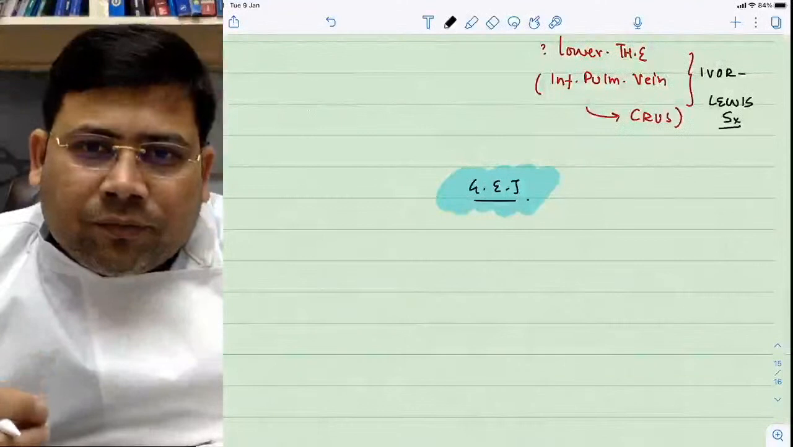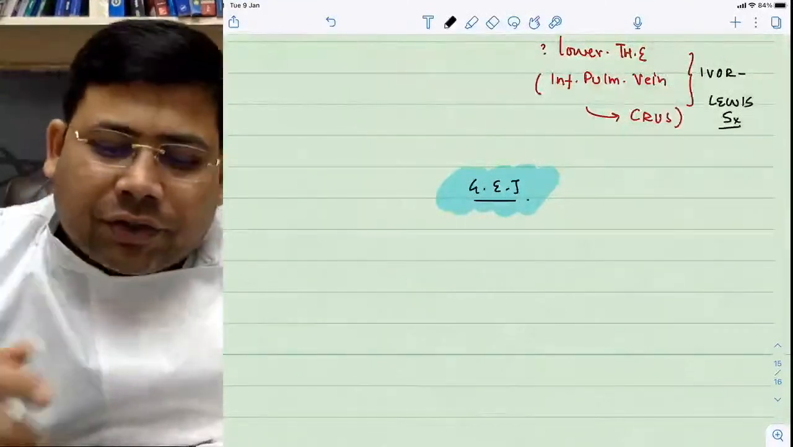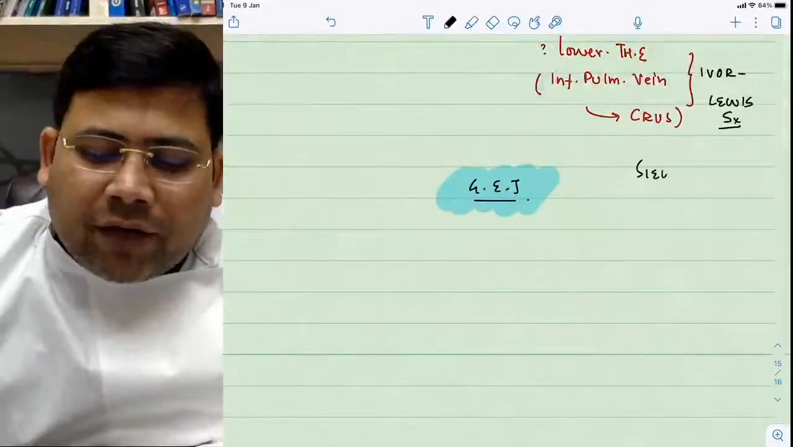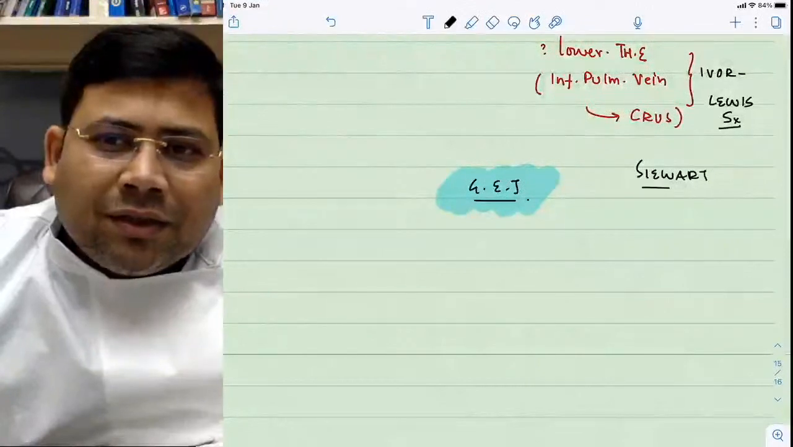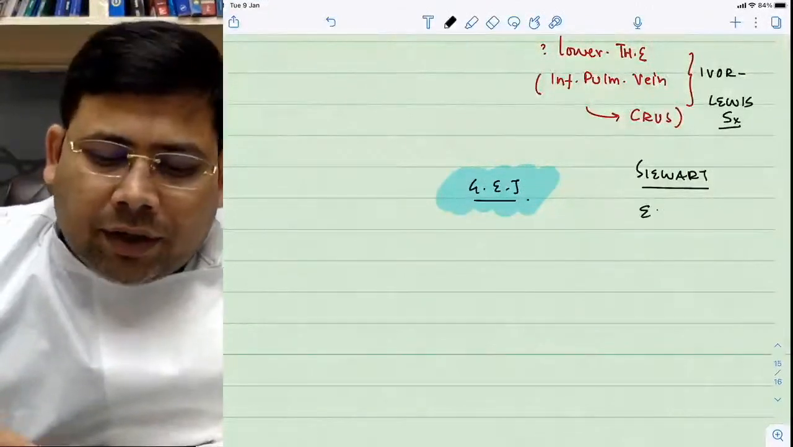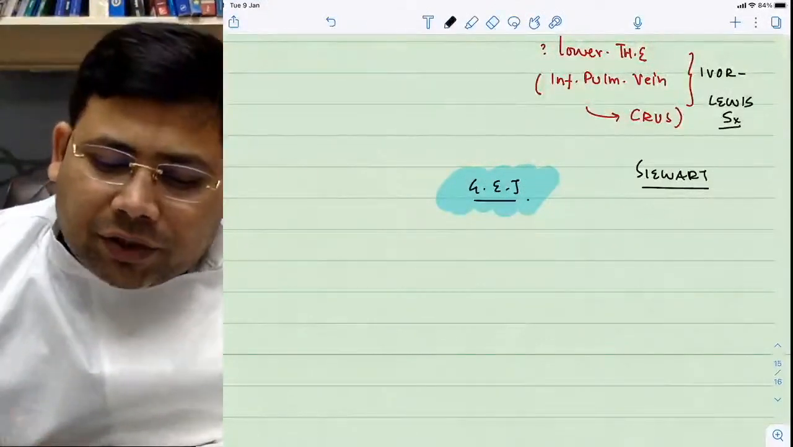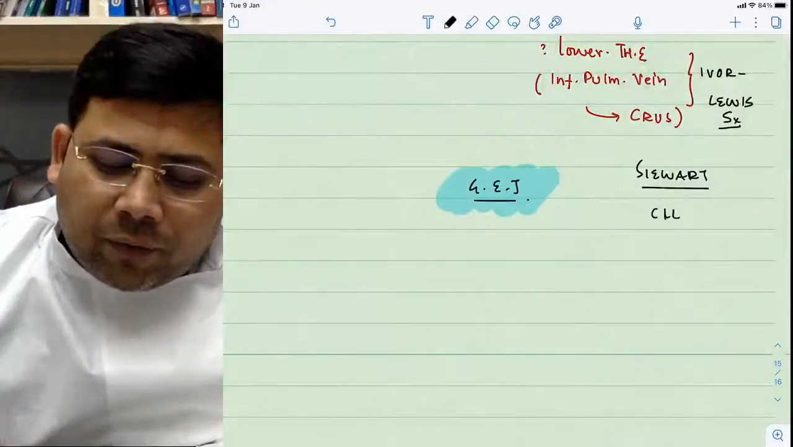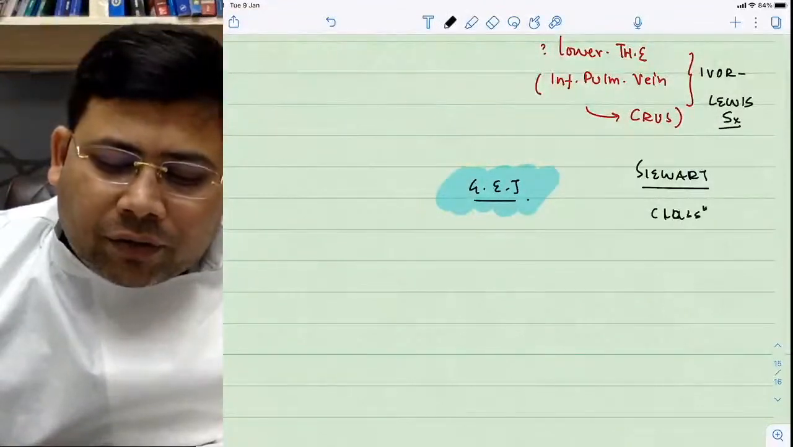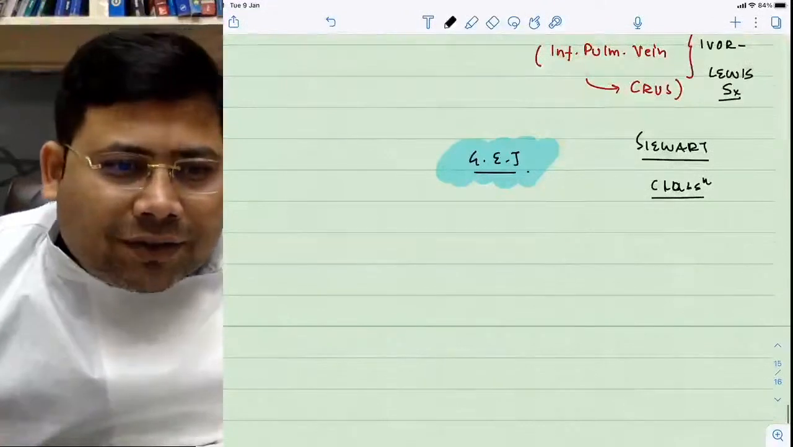So therefore there was an intervention done by Siewert, and we have a classification which is known as the Siewert classification. Let us talk about the Siewert classification, which is very, very important.